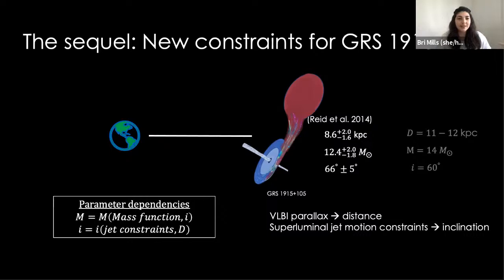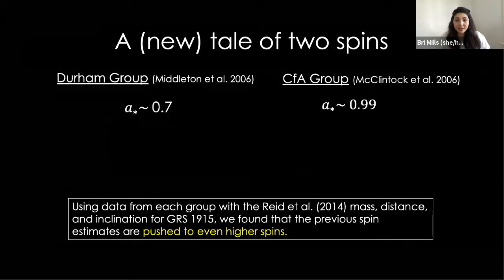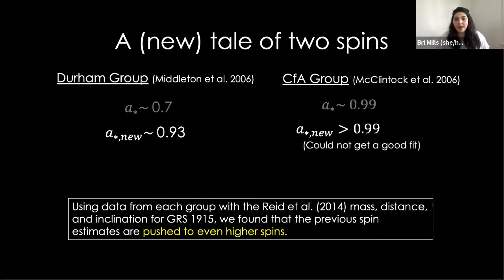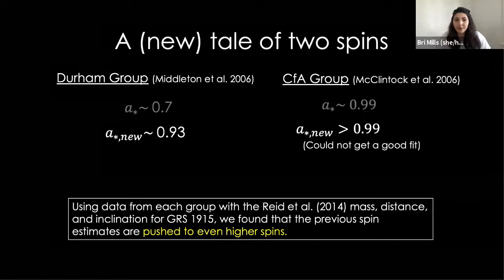Using these new constraints, along with the same data from these two groups, we found that the spin for the Durham group was pushed to a higher spin of 0.93, and that the CFA group spin wanted to push above the maximum spin limit for a black hole, which is 0.99, and we were not able to get a good fit with these new constraints for their data set.